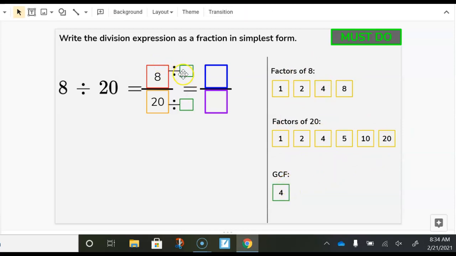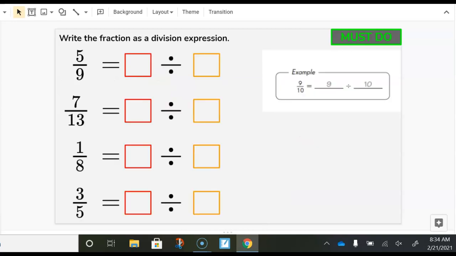That means I'm going to divide both my numerator and my denominator by 4 to put this in simplest form. 8 divided by 4 is 2, and 20 divided by 4 is 5. So what we're seeing here is all 3 of these are equivalent. 8 divided by 20 is the same thing as 8/20, which is the same thing as 2/5. So you're going to do problems like this as well.